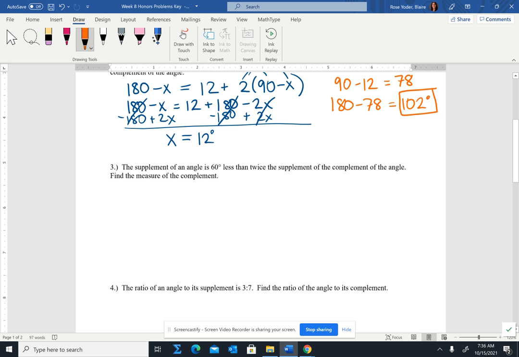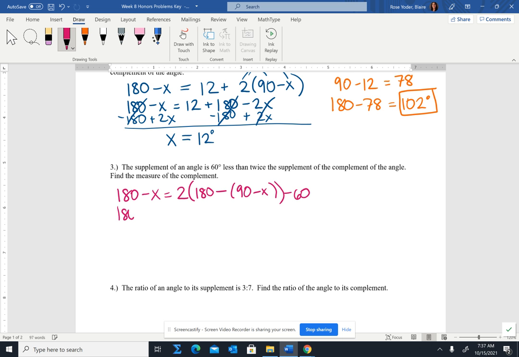All right, the next one says the supplement of an angle, 180 minus x, is 60 less than twice the supplement of the complement of the angle. This is the trickiest one so far. The 60 less, I'm just going to tack on a minus 60 on the end, but we need twice the supplement of the complement. So the supplement of, not the angle, but the complement of the angle. So the supplement of 90 minus x. And then it's probably worth simplifying this part first before we move on and do the rest.